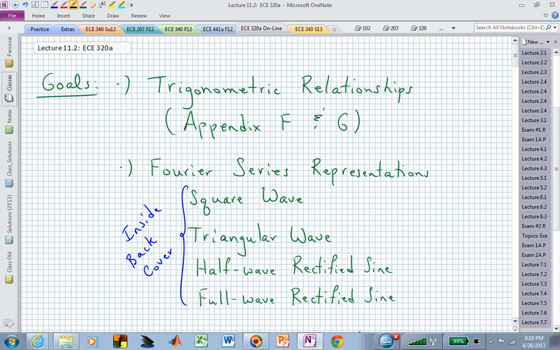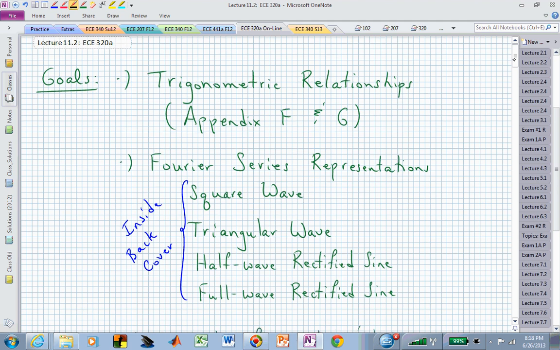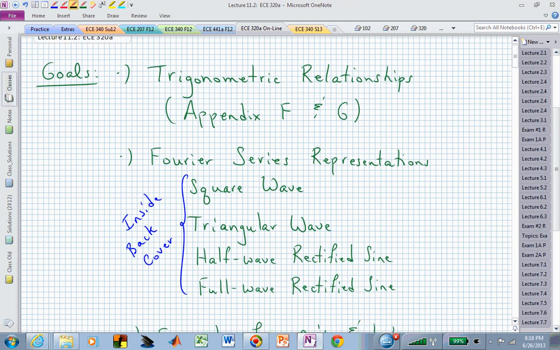Welcome back to another session on Fourier series. In this particular Fourier series, before we get into computing the A's and the B's in the trigonometric Fourier series representation, I want to just point out a couple of reference items. In particular, if you're computing the A's and the B's, you may need to familiarize yourself or remind yourself of some trigonometric relationships, and those can be found in Appendix F and G of the textbook.